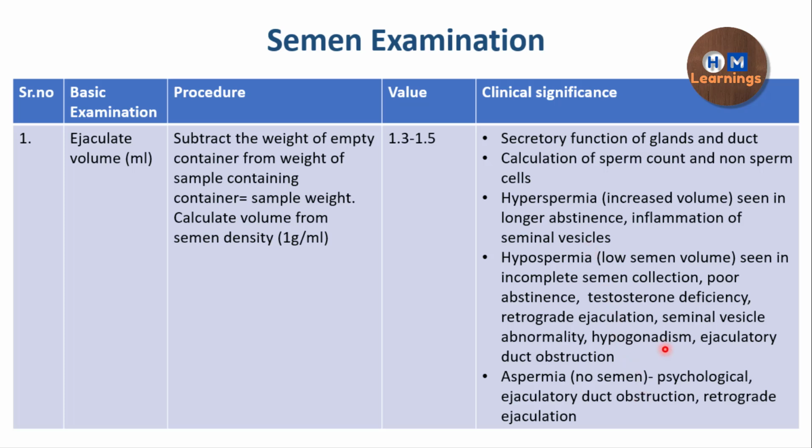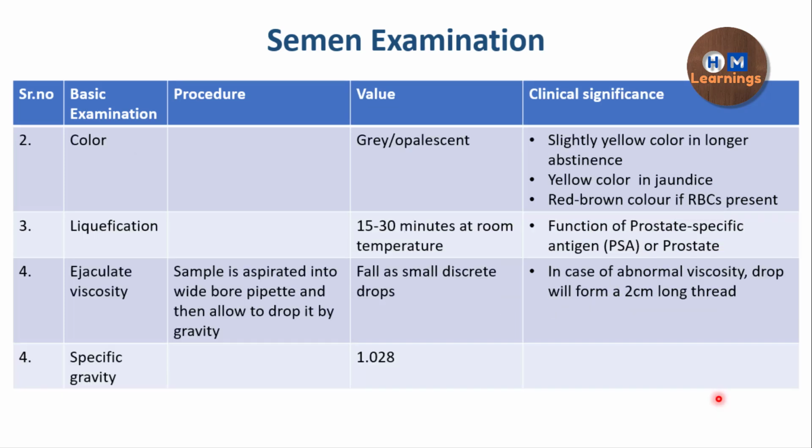One point to remember is that these reasons are not specific to one type of abnormality; they are a kind of overlapping problem. For example, retrograde ejaculation could be responsible for aspermia, and it is a factor which could be seen even in hypospermia. Similarly, testosterone deficiency could lead to hypospermia, and could lead to aspermia. So multiple factors could lead to different conditions in the semen sample.